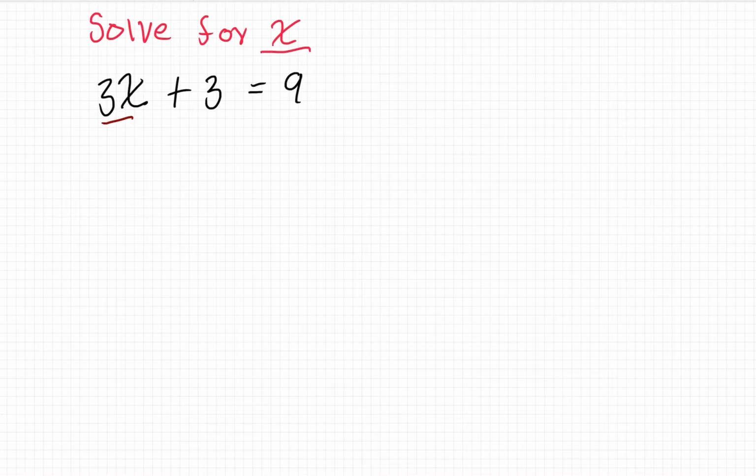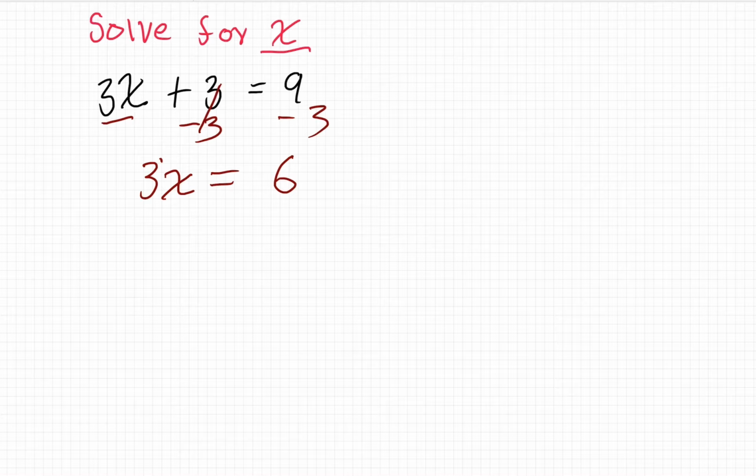So what we're gonna do now, we're going to do the same thing we did before. We're gonna subtract 3 here, 3 there. 3 minus 3 is 0, right? And then we can bring down the 3x here. 3x equals 9 minus 3, which is what? 6.